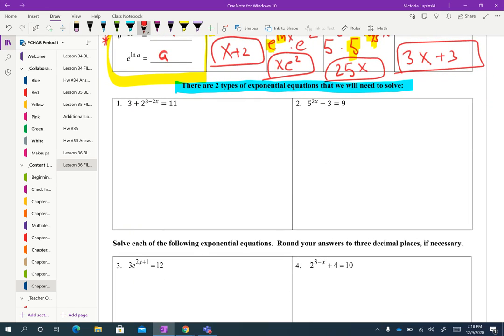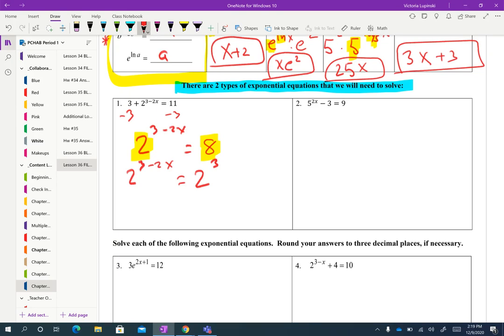Over on the left-hand side, 3 plus 2 to the 3 minus 2x equals 11. Start off with just the algebra before you try to do any pre-calc. So you're going to go ahead and subtract 3 from both sides. That's going to give you 2 to the 3 minus 2x equals 8. Hopefully, now that we have spent a ton of time on exponentials, you will clearly recognize that you can rewrite 8 as 2 to the third. So 2 to the 3 minus 2x equals 2 to the third.